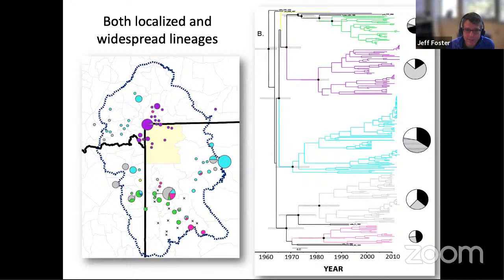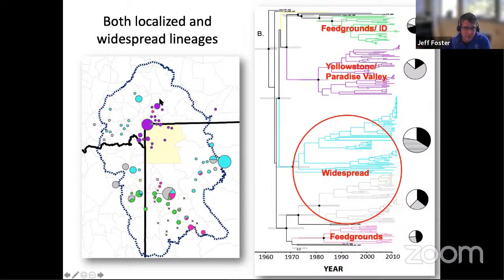So we have both widespread lineages and we have localized lineages. For example, this one in purple here, Yellowstone and Paradise Valley, is really localized here. We have kind of one exception here, but really localized to this particular area. And the feed grounds here, so they feed the elk in winter here, are largely localized here. And we see these other feed grounds, one here in green, corresponding to these 2 groups here. So localized. And then we see 2 widespread ones. And so the gray ones and the blue ones are widespread throughout nearly the entire Yellowstone ecosystem.